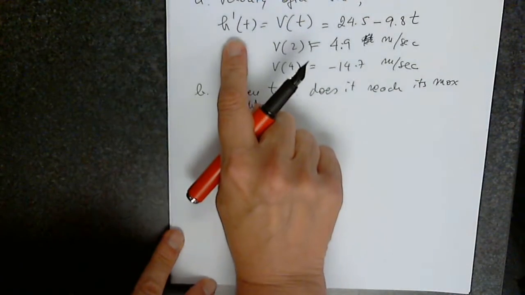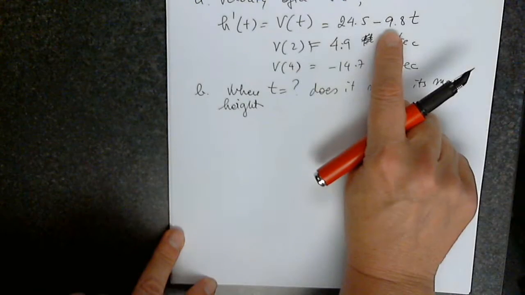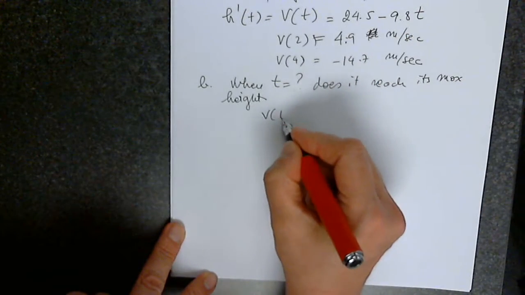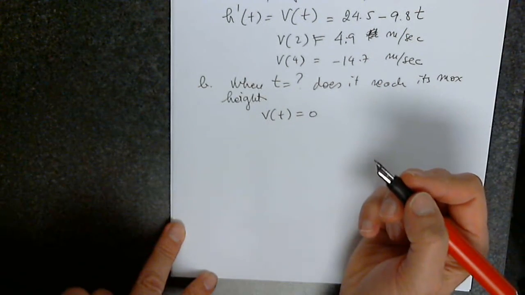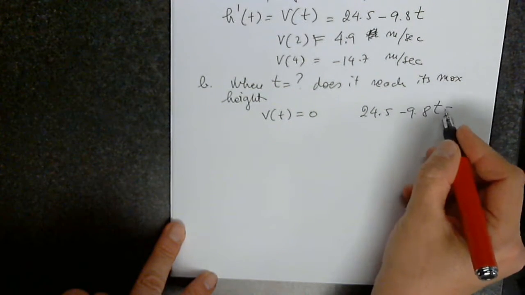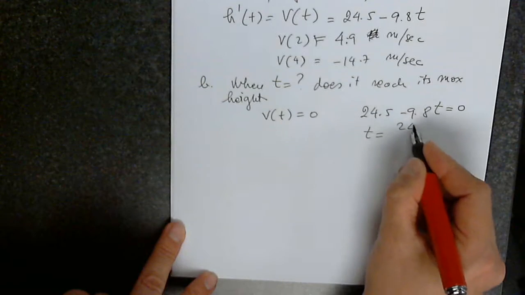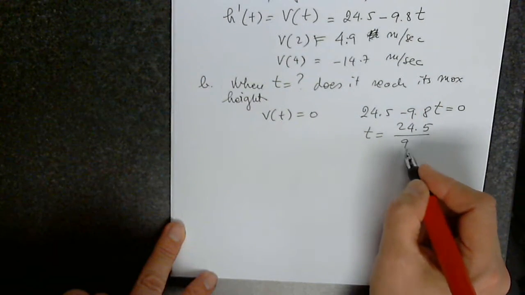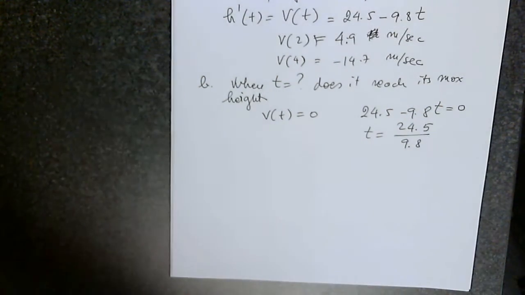So I have the derivative. This is it. All I have to do is set v of t equal to 0. So 24.5 minus 9.8 t is 0, so t equals 24.5 over 9.8. And this will be in seconds. 24.5, 9.8.